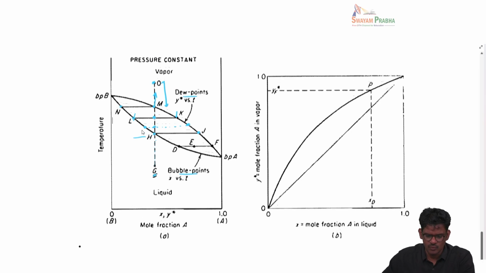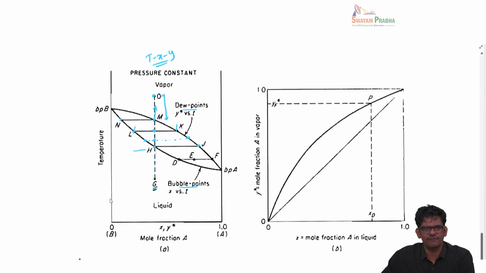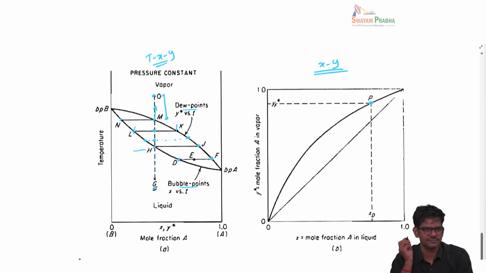While this is the pressure constant Txy diagram, because T, x, y are all shown here as variables, another useful way of representing this is the xy diagram. In the Txy diagram, we have three variables. In xy, we have only two variables, x and y. The way we construct this xy diagram is, we go to the tie line in the two-phase mixture, find the equilibrium compositions x and y, and plot them here. For example, this point P corresponds to xD and yF. And this corresponds to a particular temperature.